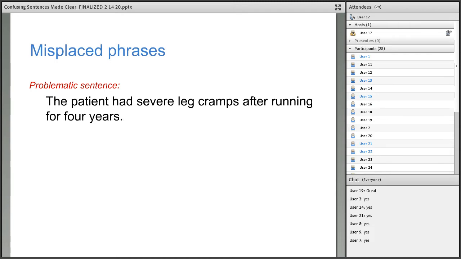Sometimes sentences are confusing because a phrase is in the wrong place. Phrases belong next to the word or words they modify, and if they're placed elsewhere in a sentence, they can cause confusion. For example, in the sentence, the patient had severe leg cramps after running for 4 years, it's clear that the patient hadn't been running for 4 years, but the sentence could be misinterpreted to have that meaning. The problem here is that the phrase for 4 years should modify the patient, but the way the sentence is written, it appears to modify the word running.